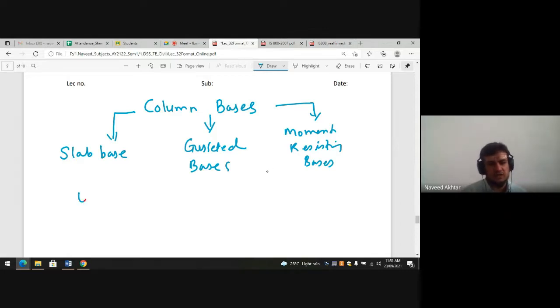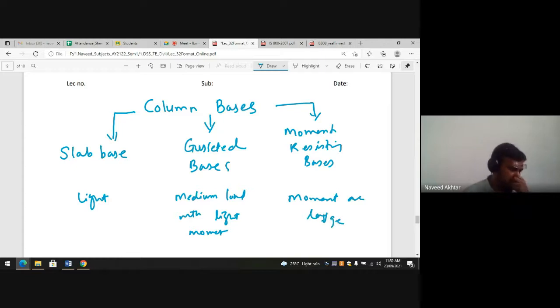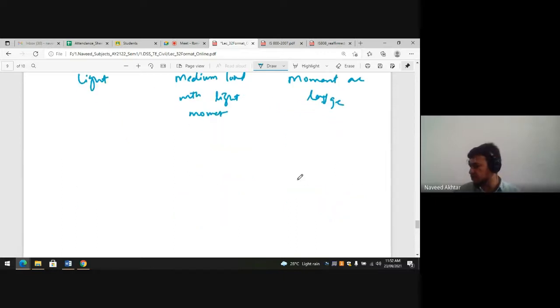This is for light load. This is for medium load with light moment, and this is for when moments are large. So these are the different types of column bases, and we will see this, inshallah, in tomorrow's lecture.